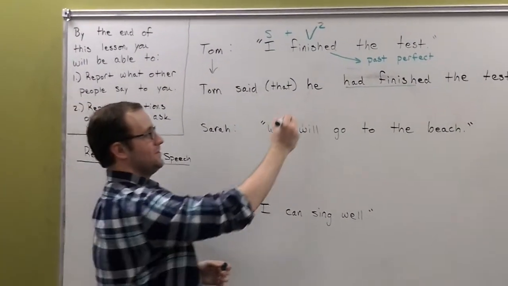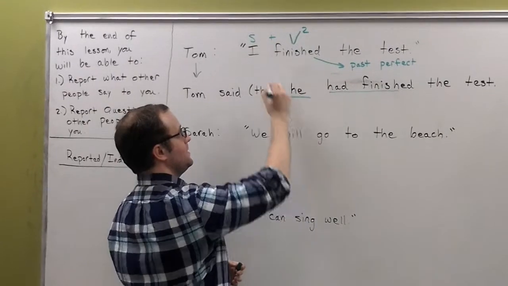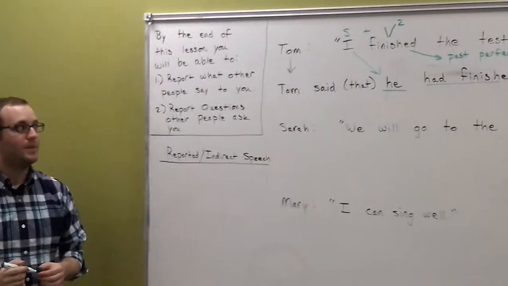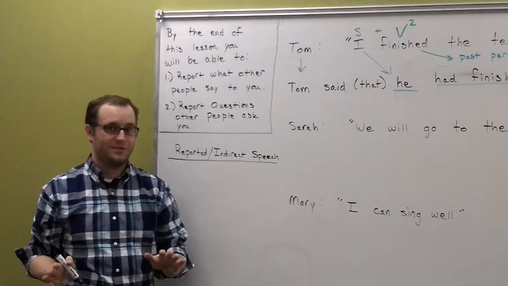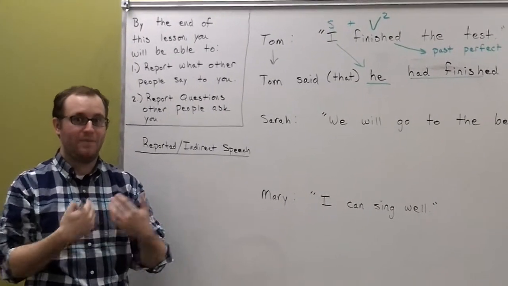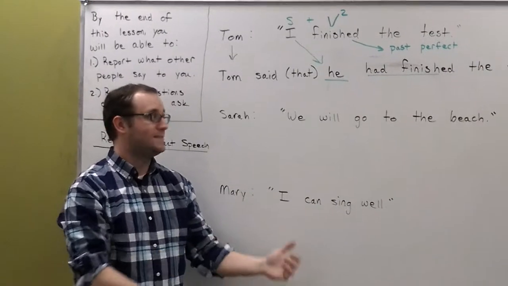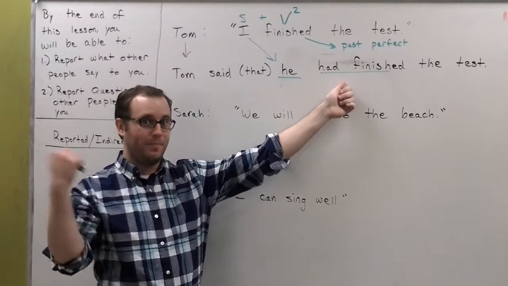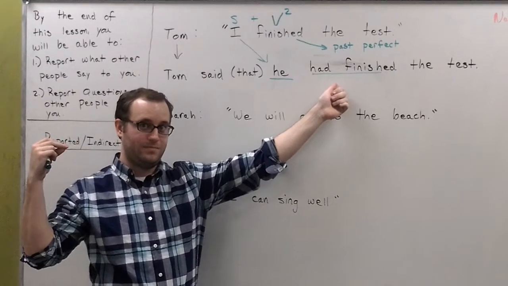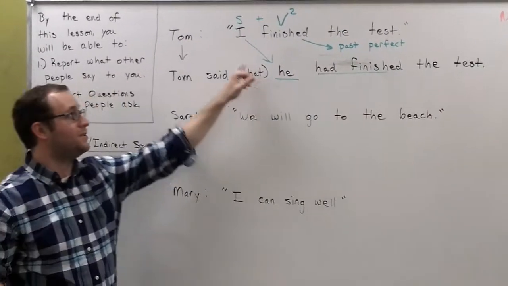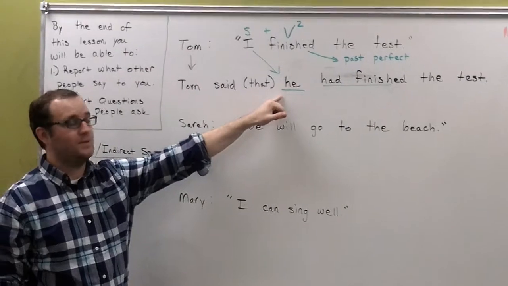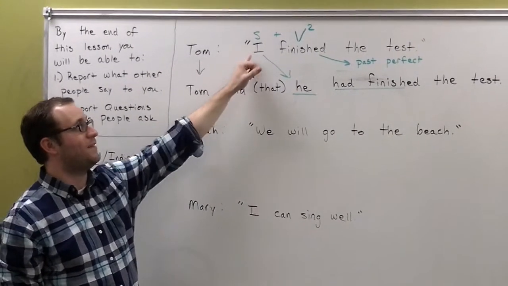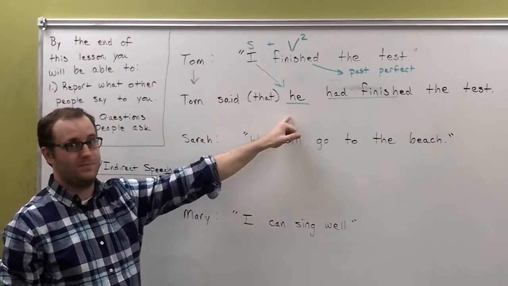Now, you might be asking yourself, why did he change I to he? Okay? Because Tom is no longer speaking. I am speaking about Tom. So if I say, Tom said that I had finished the test, in the past, Tom was talking about me. So what I need to do here is change I to he. Because now Tom is not talking. Okay? So you always have to be careful about your pronouns as well. Okay?